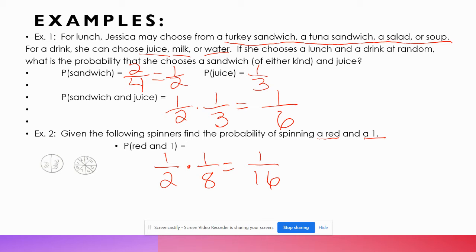Both of the events on this page are independent. Picking a sandwich and eating it does not have any effect on what she's drinking for juice, milk, or water. Same thing with our spinners. The red and blue spinner is completely separate from the numbers, so it's not going to matter what happens over on the side with our red and blue spinner. It's not going to affect what our possibilities are on the number spinner.